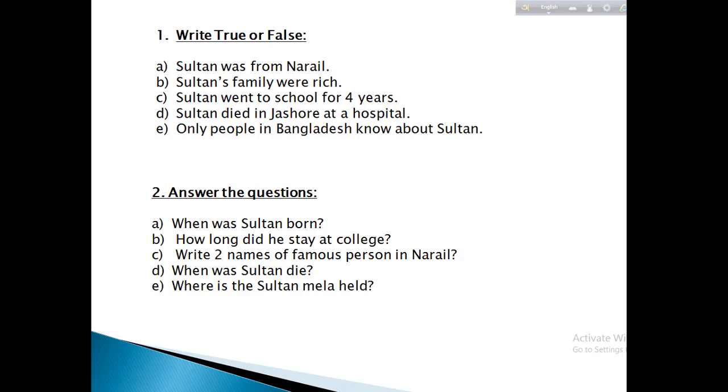B. Sultan's family were rich. Not really. His family did not have a lot of money. So, it is false.